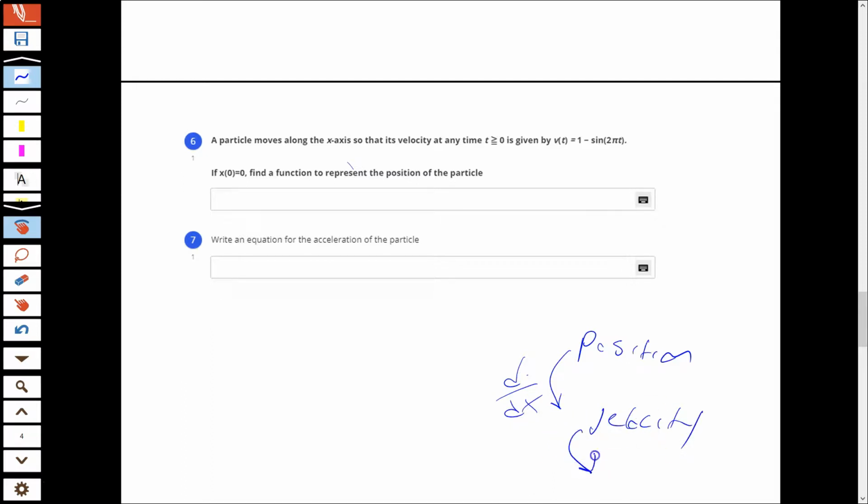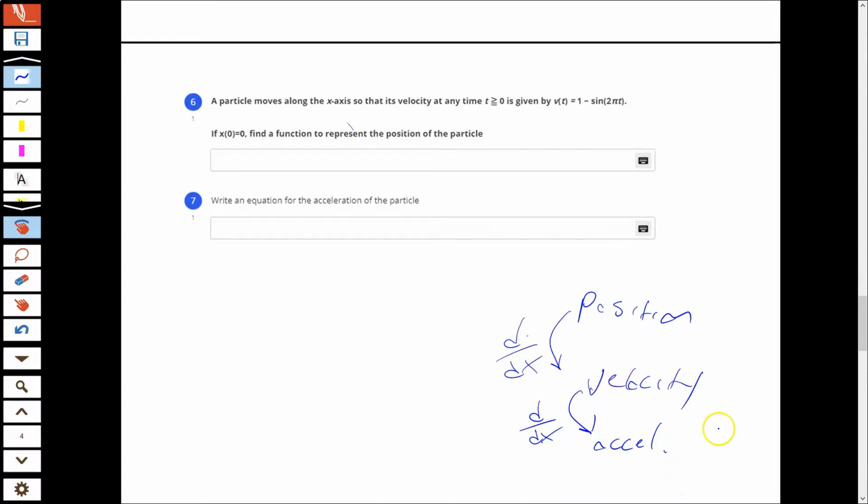Taking the derivative of velocity gives us acceleration. And then the opposite is also true, so taking the integral of acceleration gives us velocity, and taking the integral of velocity gives us position, right? So this means that velocity is the rate of change of position, and the sum total of all the changes in position gives us position, right? So the sum total of velocity gives us position.